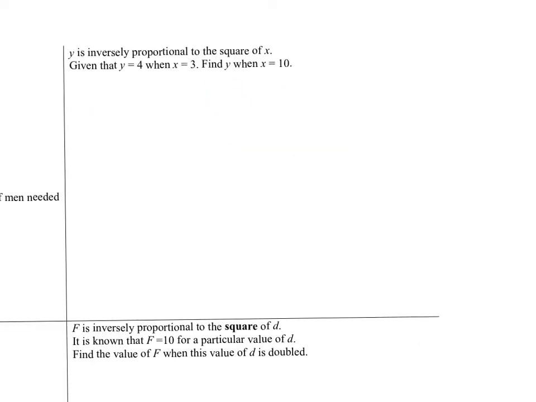Next one, y is inversely proportional to the square of x. So the moment we see this term square of x, we'll put an x squared to it. Now how do we write the equation for inversely proportional? So y equals k over. It's inversely proportional, so it'll be k over the square of x, so it's x squared.